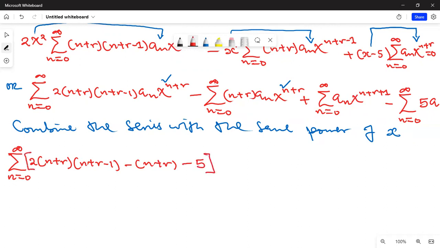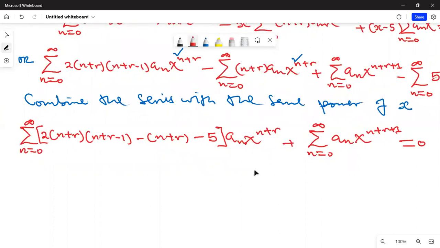All of this should multiply a subscript n times x raised to n plus r. Then the other series is a plus the sum from n equals 0 to infinity of a subscript n x raised to n plus r minus, no, that's plus 1. On the right-hand side we need to get 0. So you see what I've done? You simplify as much as possible. By simplifying, in this case, we have combined those series with the same power of x.